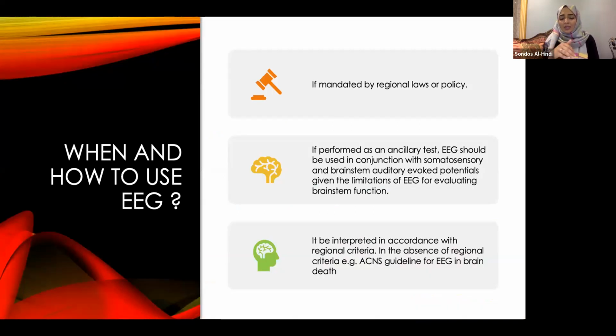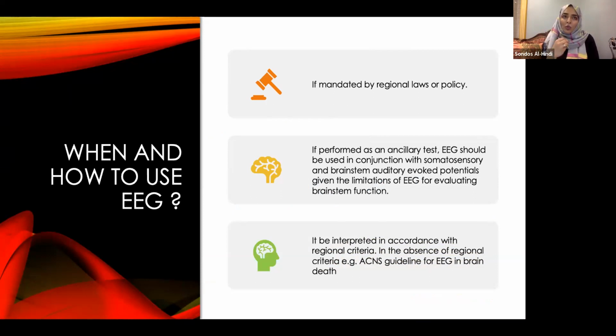So when and how to use EEG: you would use it if it was mandated by your regional law and policy. For you to use it, they recommended using EEG in conjunction with somatosensory and brainstem auditory evoked potentials, given the limitation of EEG for evaluating brainstem function.